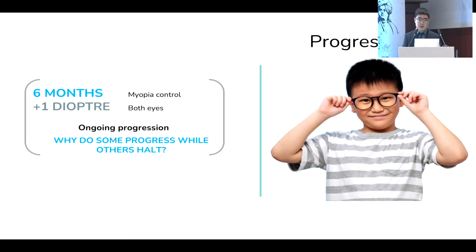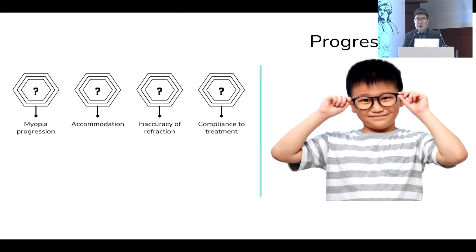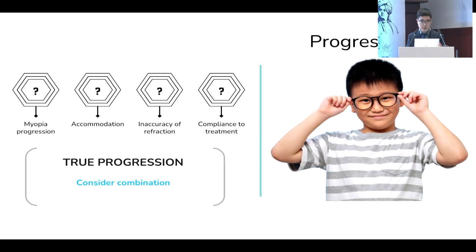So finally, back to our child. Over 6 months, the child had 1 diopter of progression, right? What's the reason for that? There can be many reasons. It can be either a true myopia progression, or it could be due to accommodation, but usually that can be overcome by either a cycloplegic or, worst case scenario, atropine refraction. Inaccuracy of refraction, sometimes we can double check. That's not too difficult. Of course, the last one is compliance to treatment.